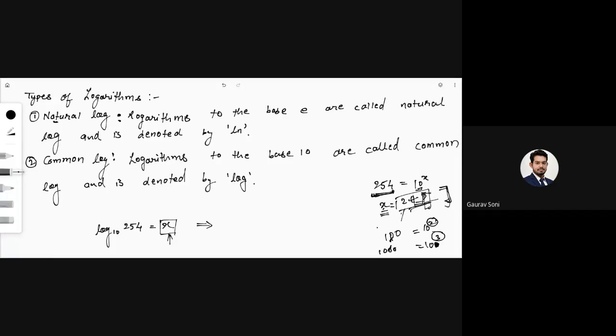This 2, the integral part, is called the characteristic. Look, if you haven't understood it, no problem at all. There is a rule by which you can always find out the characteristic. But if you understand it, that will be much better for you. So let's write down the definition.